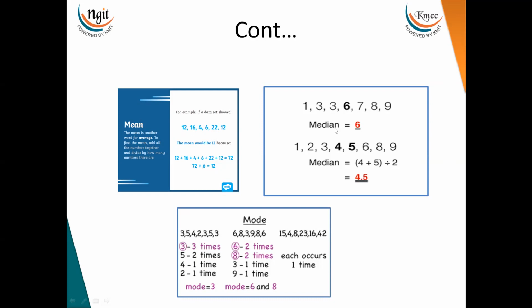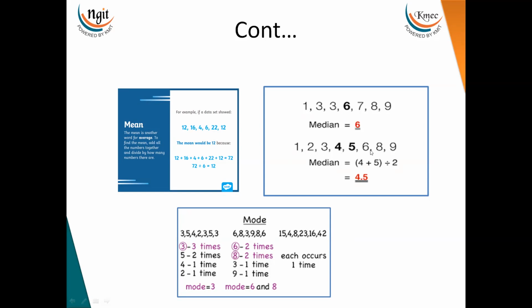Now in the same way, I want to calculate the median. When I want to calculate the median for even numbers and the median for odd numbers, it will be a little different. For odd numbers, the middle value will become your median. So we have the values 1, 3, 3, 6, 7, 8, 9. What is the middle value for this? 6 is the middle value. So 6 will become the median for this data set.